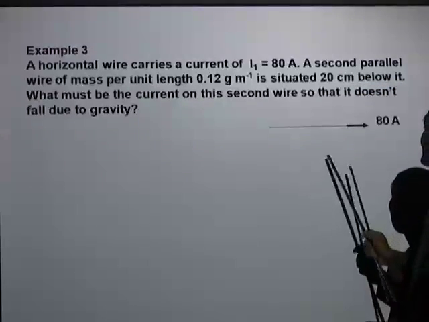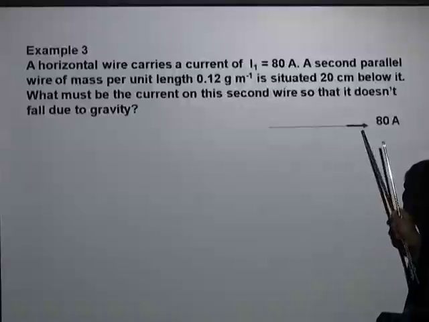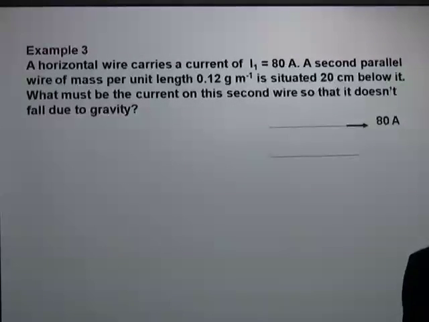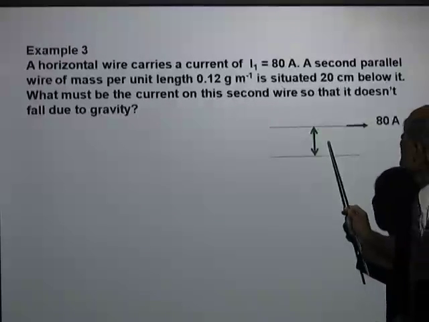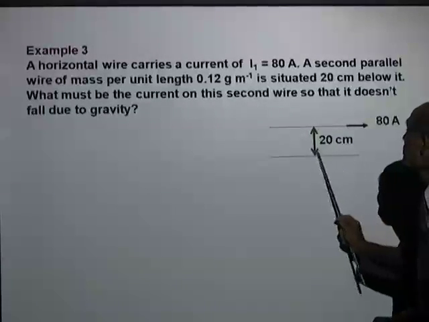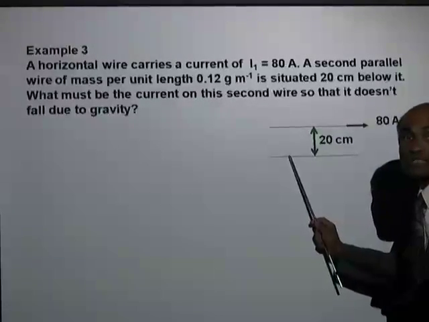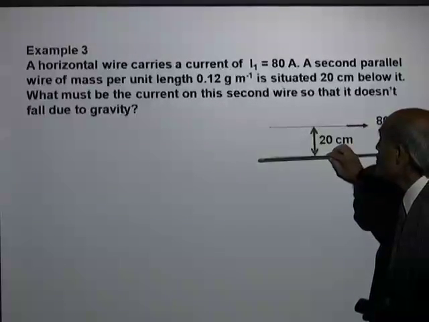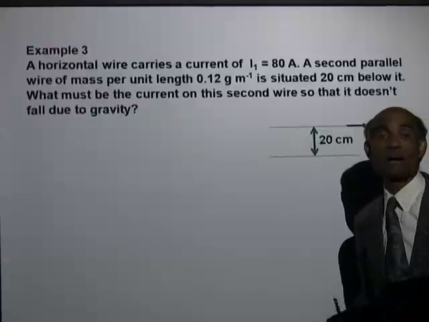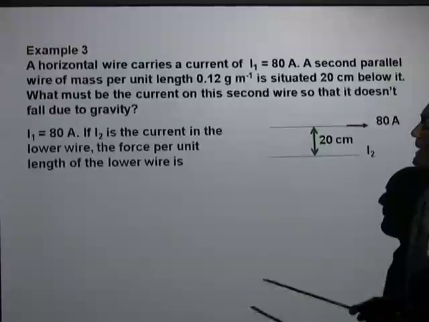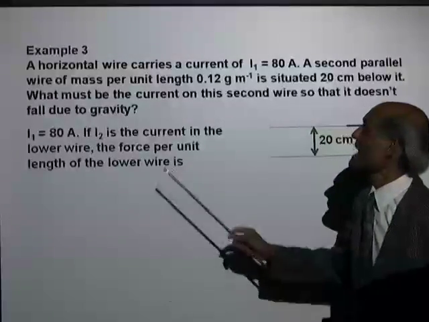Well, this is a situation we have. We have a horizontal wire that carries a current of 80 ampere. And there is a second wire below it, a distance of 20 centimeter. We need to find the current in this wire such that the force of attraction between these two wires is exactly balanced by the weight of the bottom wire. Alright, we got I1 equal to 80 ampere.